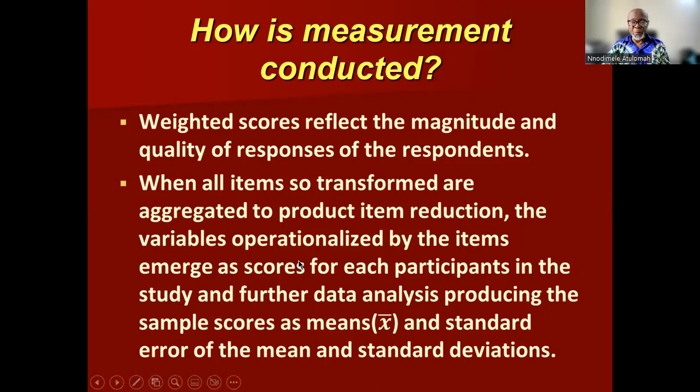So when we operationalize, the items operationalize the variables. We now transform them into weighted aggregate scores, so that we can derive means, standard error of the mean, and standard deviation. Now, these statistics will provide us the opportunity of robust analysis, and so this is it. We need to learn this.